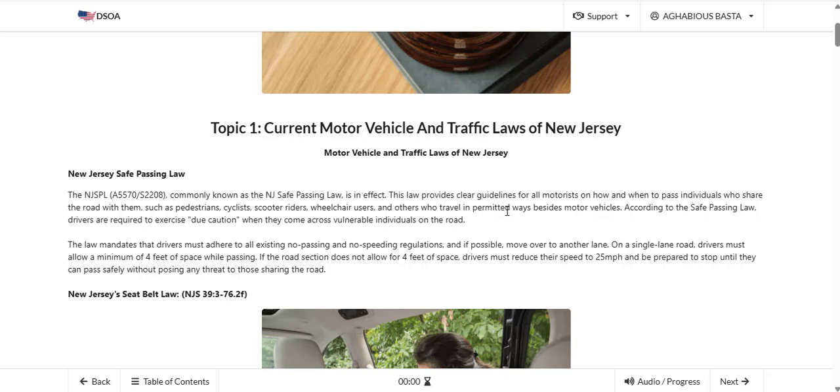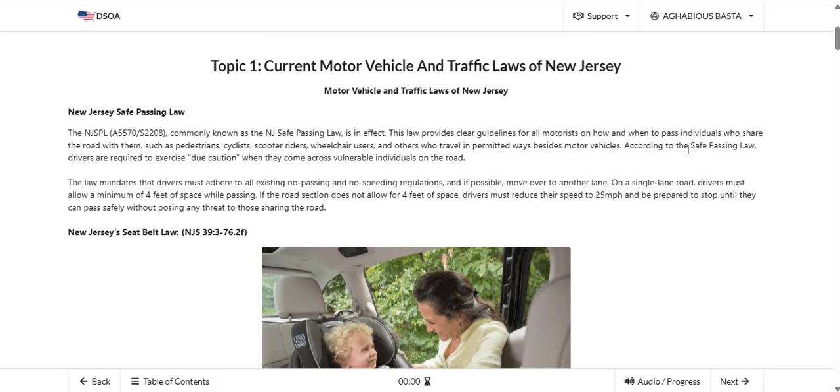This law provides clear guidelines for all motorists on how and when to pass individuals who share the road with them, such as pedestrians, cyclists, scooter riders, wheelchair users, and others who travel in permitted ways besides motor vehicles. According to the Safe Passing Law, drivers are required to exercise due caution when they come across vulnerable individuals on the road. The law mandates that drivers must adhere to all existing no passing and no speeding regulations, and if possible, move over to another lane.